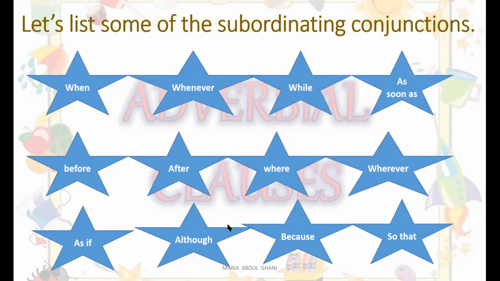So although here is for contrast. For example, although I'm very good in English, I can't speak fluently. Or, I'm very good in English, but I can't speak it fluently. Instead of saying but, you can use although at the beginning of the sentence. Even though is used in the middle of the sentence.